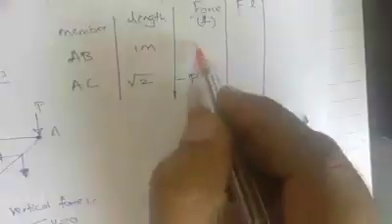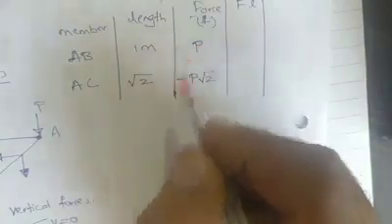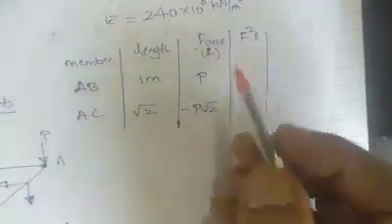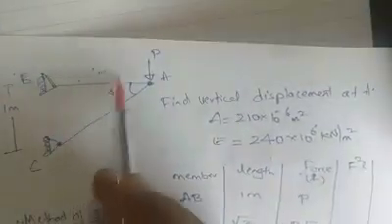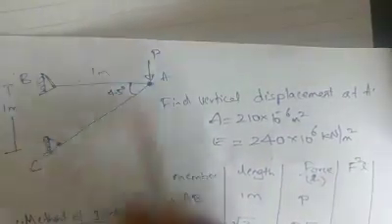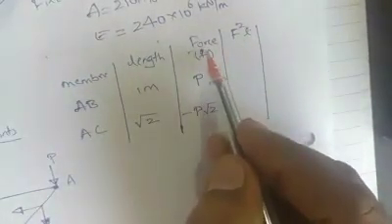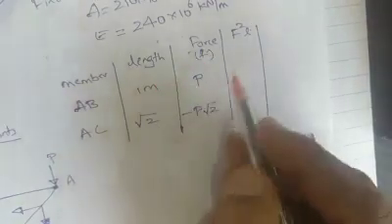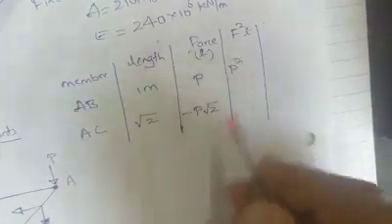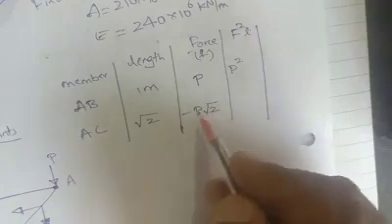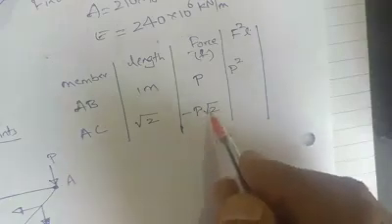FAB is P. Now in the next column, we have got the forces in two members, FAB and FAC. FAB is P, FAC is minus P root 2. So the next step is we need to do F square L. This is F, this square into L. This is P square into 1, which is P square, and this one, minus P root 2 whole square, will become 2P square into root 2.